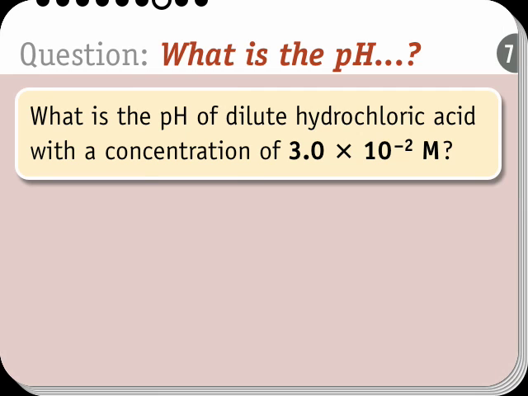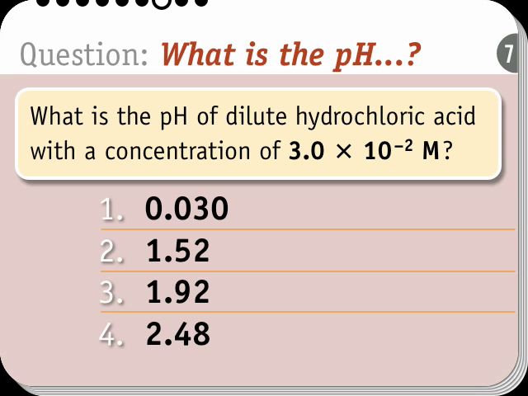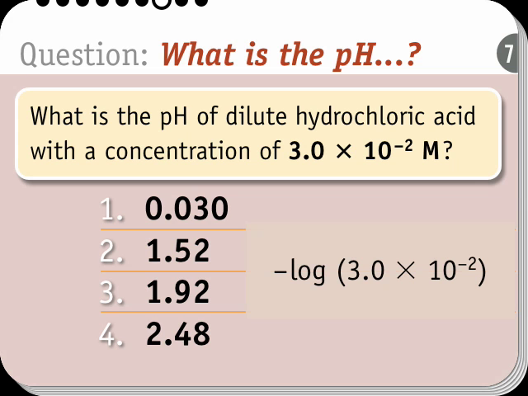What is the pH of a dilute hydrochloric acid solution with a concentration of 3.0 times 10 to the minus 2 moles per liter? Here we have 4 possible answers. Number 1, 0.030, number 2, 1.52, number 3, 1.92, number 4, 2.48. Let's look at each of these 4 answers before we do the calculation. We're taking the negative log of 3.0 times 10 to the minus 2. So we know that the answer is going to be something less than 2.